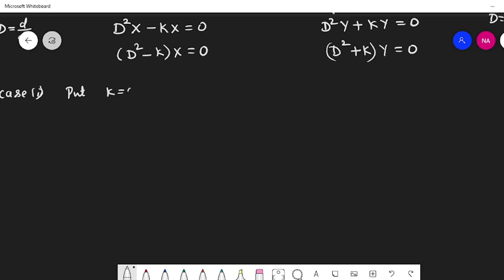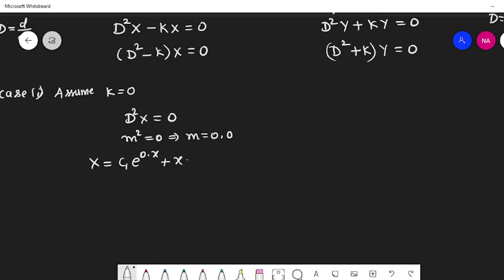So assume k equals 0. If you assume k equals 0 in this equation, we get D squared X equals 0. From that, if you write the auxiliary equation, m squared equals 0, so m is 0, 0. If you write the solution, X will be c1 e power 0 into x plus, with repetition, x into c2 e power 0 into x. So we get capital X equals c1 plus x c2.